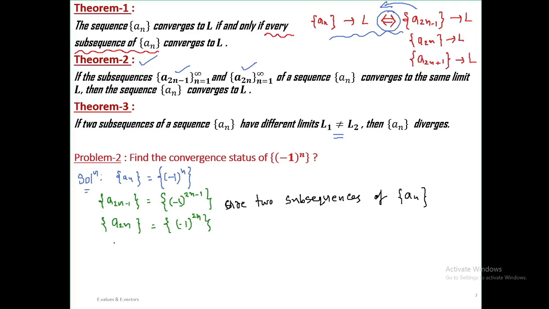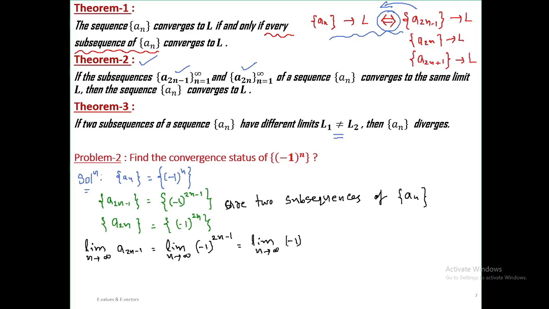Now according to theorem number 2 or theorem number 3, we have to find the limits, right? We need to find the two limits of these sequences. So first one, limit n tends to infinity a to n minus 1. Okay, that means nth term of that sequence is a to n minus 1. N becomes large. What is a to n minus 1? It is minus 1 whole to the power of 2n minus 1. Can you guess what is this value? Limit n tends to infinity. What is this value? Minus 1 whole to the power of 2n minus 1 is always minus 1 only.